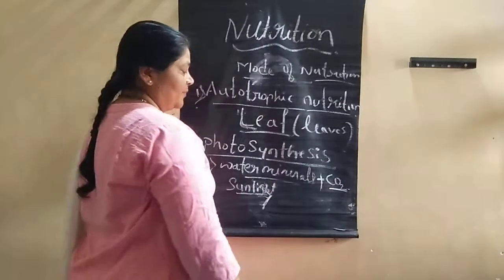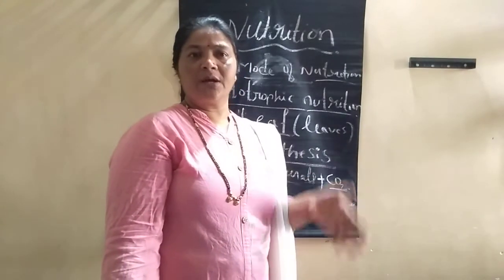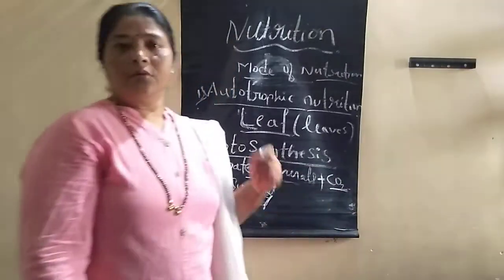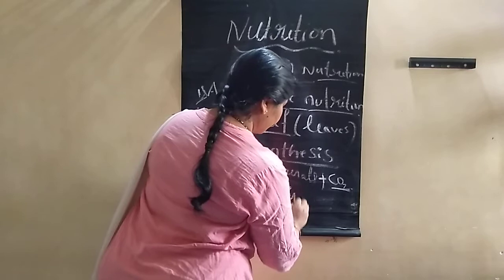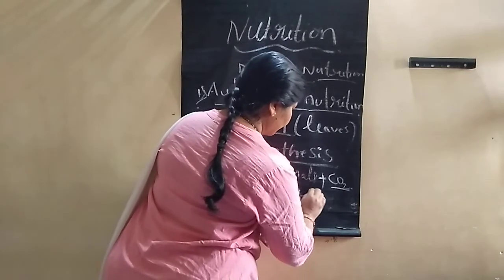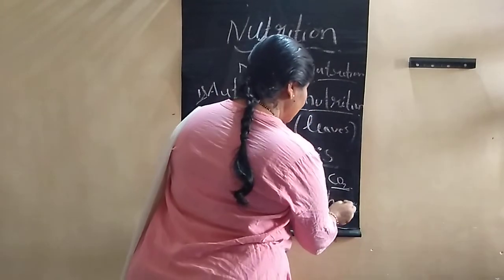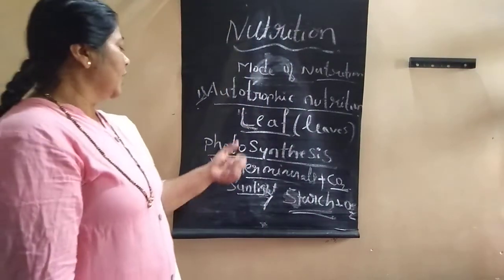What is the result? After cooking, we are not eating raw vegetables, no? They are washed, cut and boiled, and some oil and all is added. Then you are ready to eat. And that prepared food is called glucose or starch. In another word, you can say starch. In this process, oxygen will be liberated. Okay.